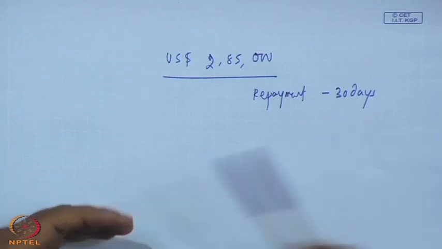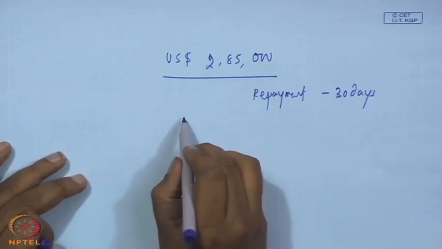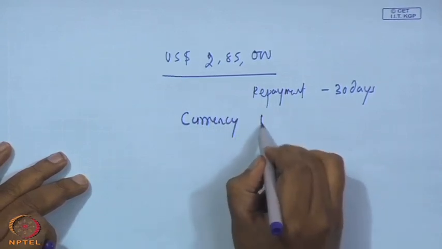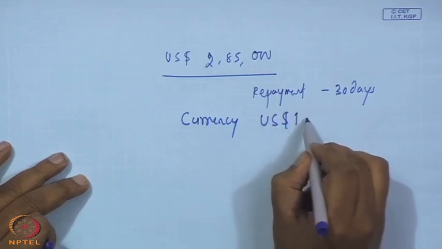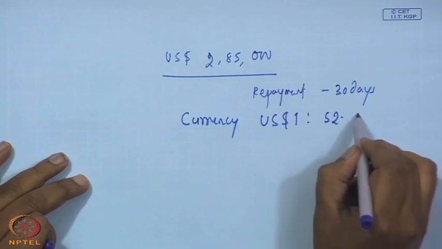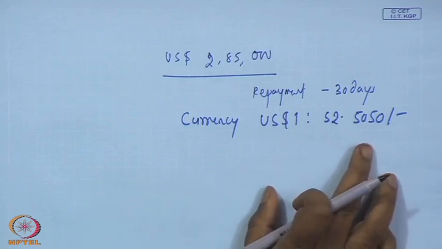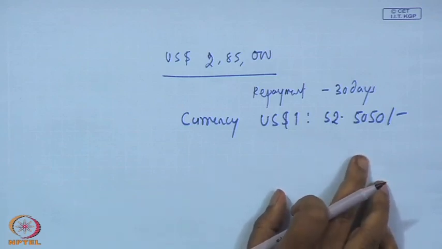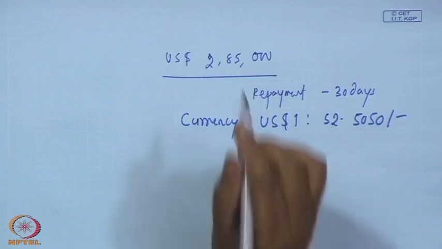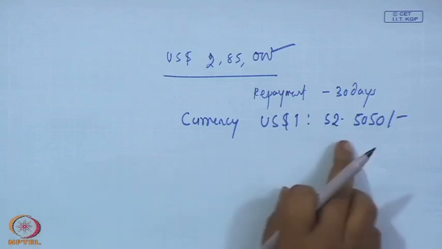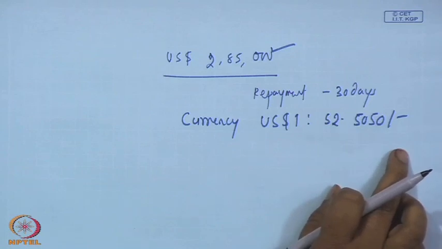When they actually export, at that time, in the current currency market, the US dollar was quoted at 52.5050. And after 30 days, the exporter will get $2,85,000. Suppose today the exporter gets the amount, he will convert at 52.5050 and get the rupee amount.